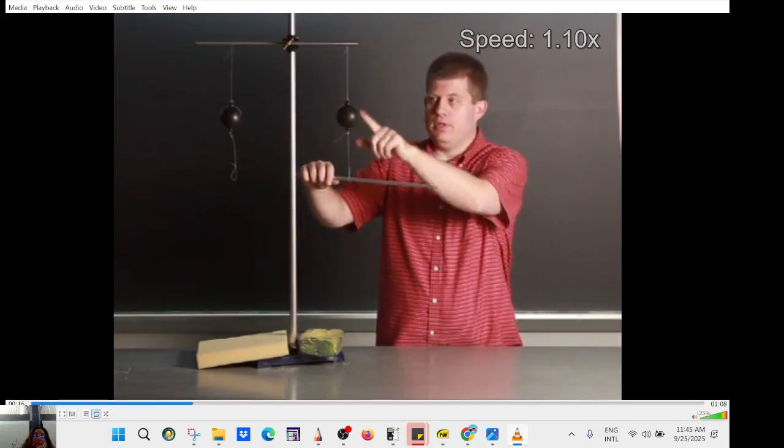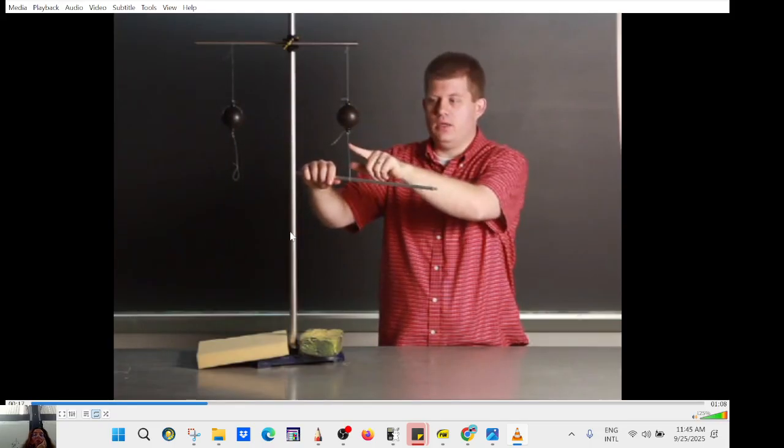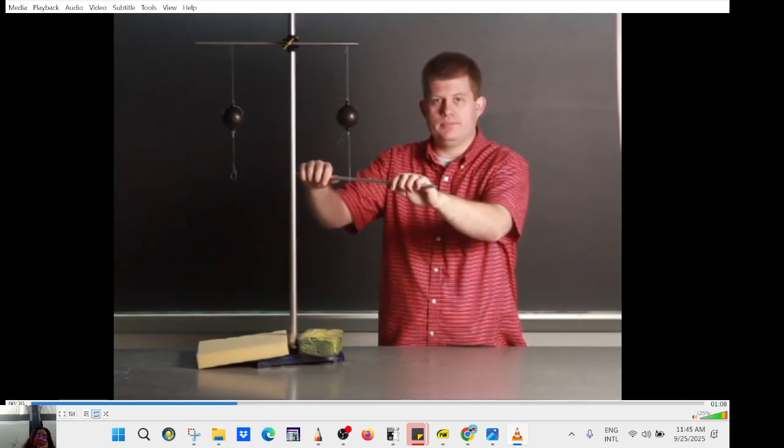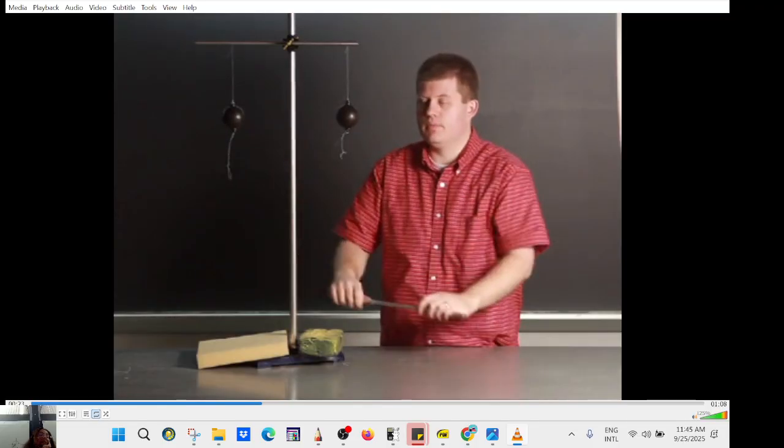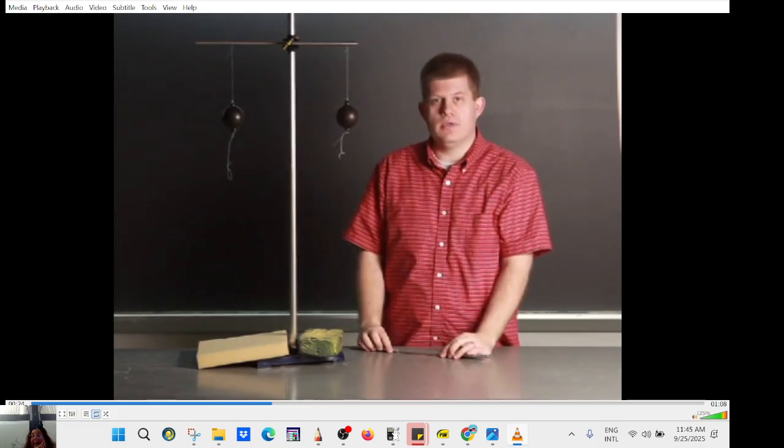Quickly. So what do you think? Which string will break? The top or the bottom? Bottom? Very good. Because it has inertia.